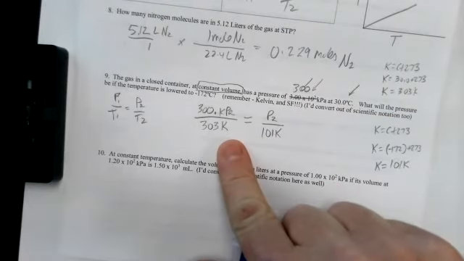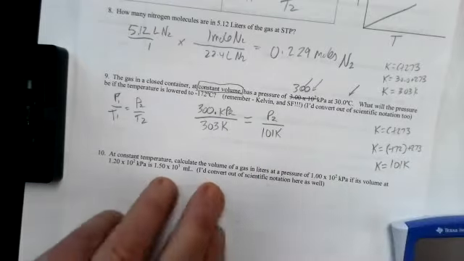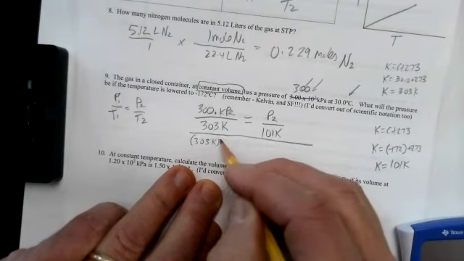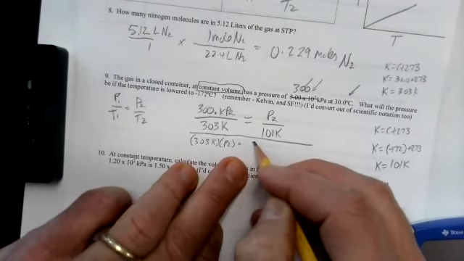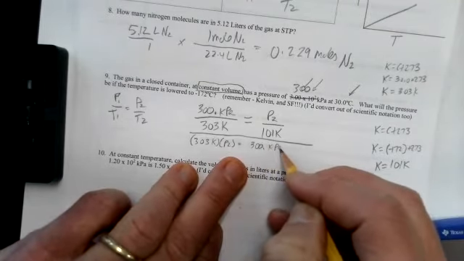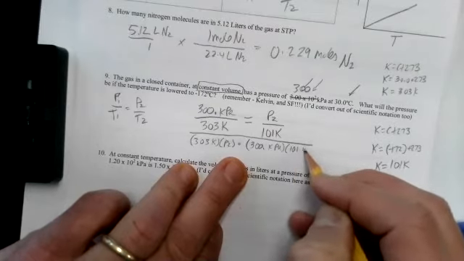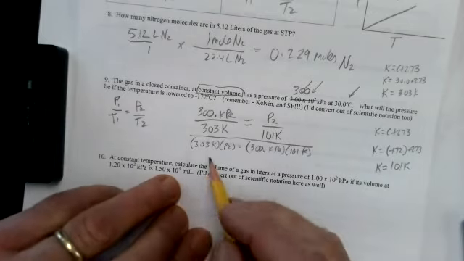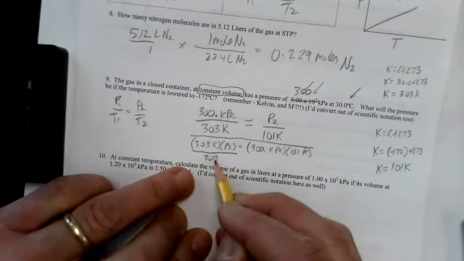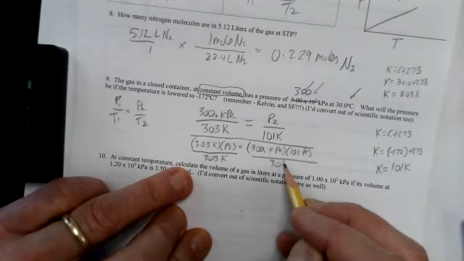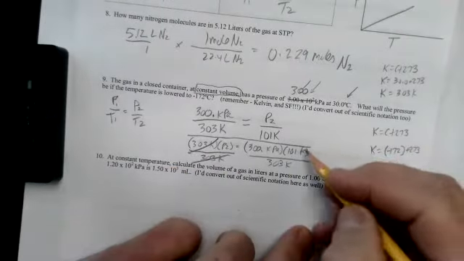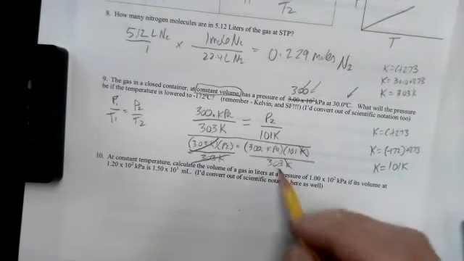So now we have this completely easy to deal with setup. To get this P2 by itself, we have to cross multiply. It's going to be, ready? 303 K times P2 equals 300. kPa times 101 K. Now to get the P2 by itself, we're going to divide both sides by 303 Kelvin. And this cancels completely. On this side, we're going to cancel the K's, but we got to do the math.